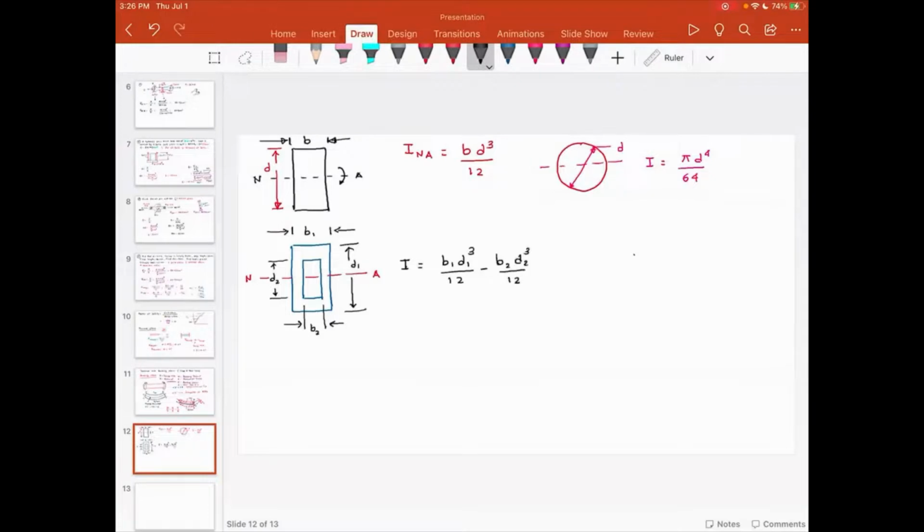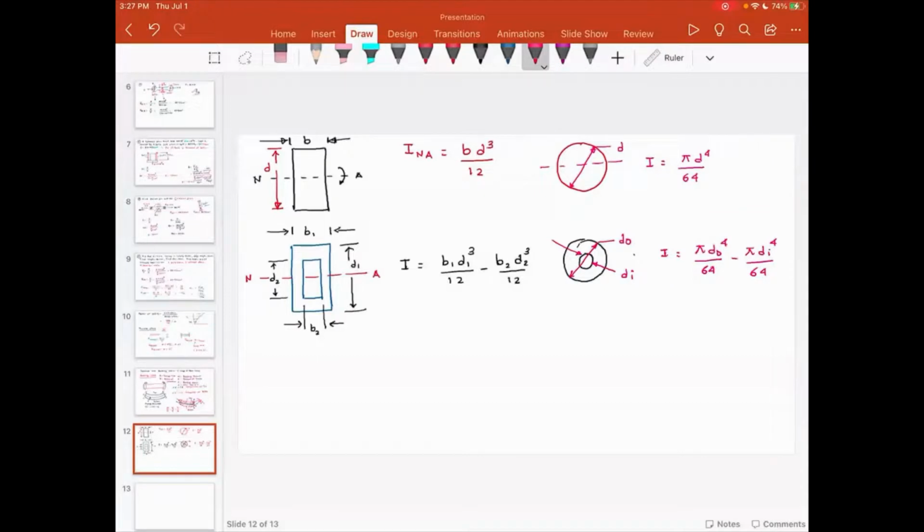Same thing with the circular cross section. If this is D outside and this is D inside, it is the moment of inertia of the outside cross section minus the moment of inertia of the inside cross section.